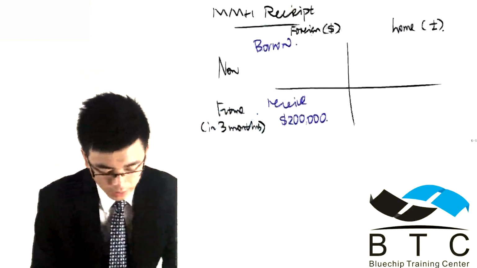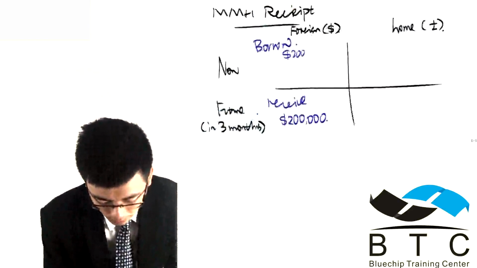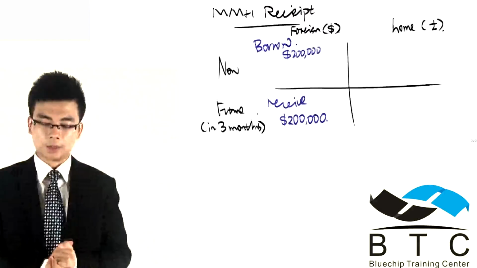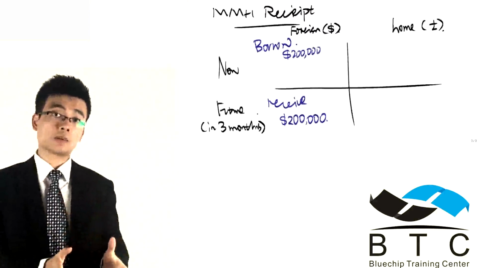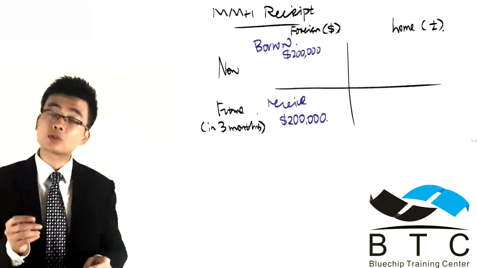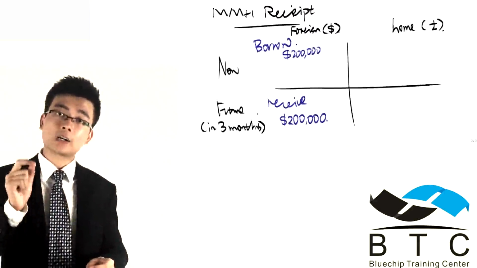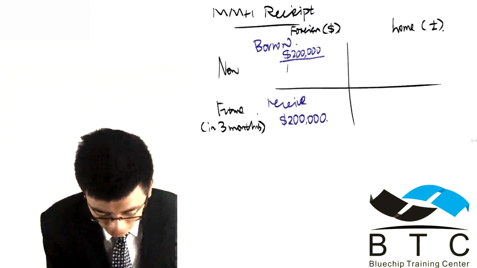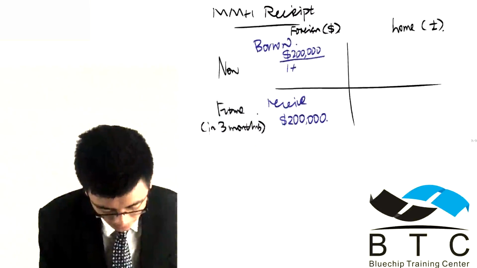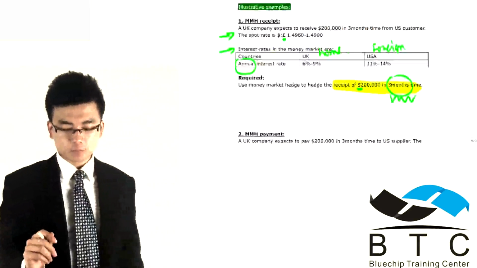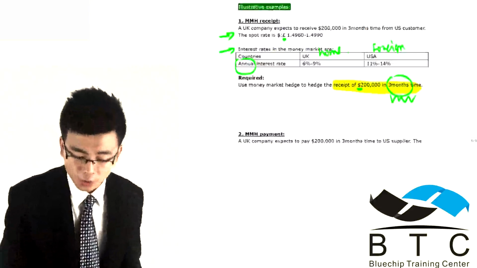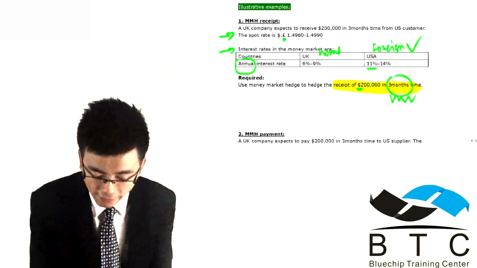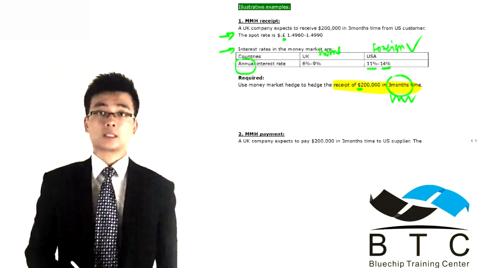So here we're going to borrow $200,000. Yeah, that would be no problem. We're going to borrow those amounts of money. But we need to take into account the time value of money into today's time. So what we're going to do is divide by 1 plus the rate. Which rate should we use? Of course, we're going to use the foreign rate because we're going to borrow money from the foreign bank. Fine. But 11% or 14%, what do you think?